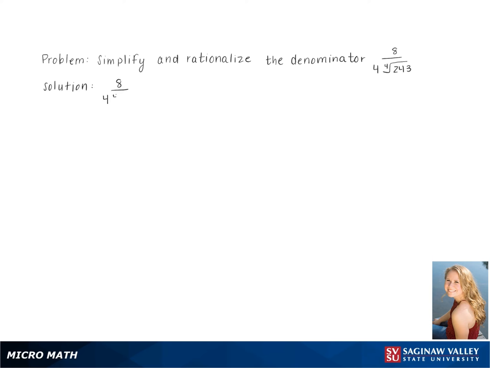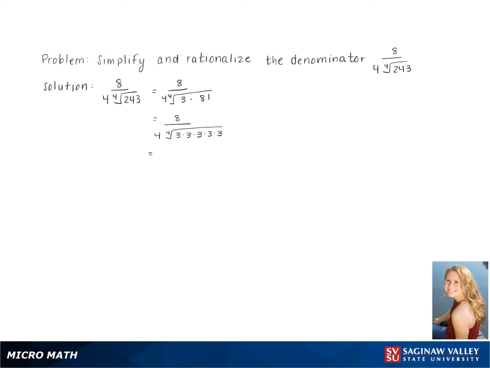Simplify 8 over 4 times the 4th root of 243. We start by breaking down the radical using a factor tree. We get 8 over 4 times the 4th root of 3 times 81, then 8 over 4 times the 4th root of 3 times 3 times 27.